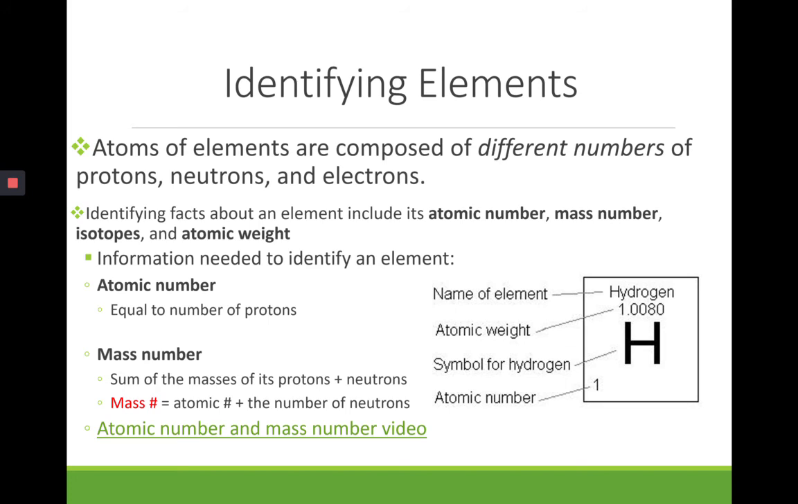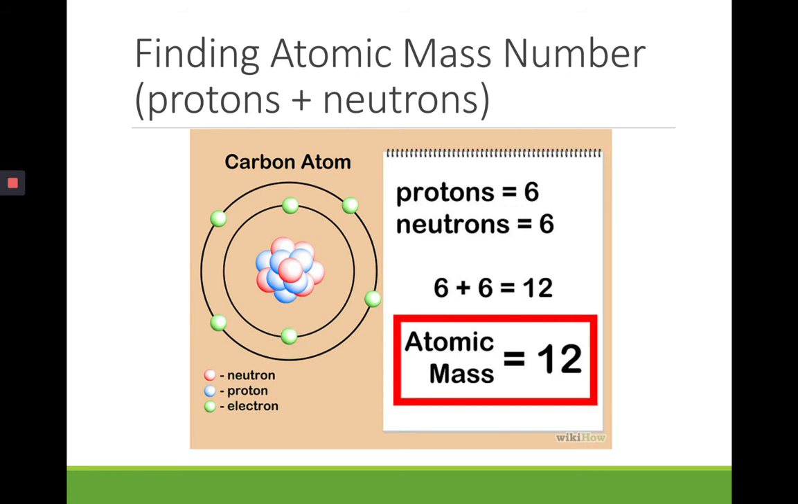And if you know, again, the number of neutrons and mass number, you can rearrange the equation to find the number of protons. Or if you know the number of protons and mass number, you can rearrange the equation to find the number of neutrons, as long as you know 2 of the 3 pieces of information. Here's just a quick example for finding atomic mass number with the math written out. So if you have 6 protons and 6 neutrons, in order to find the atomic mass, you just add those together, and the answer there would be 12.